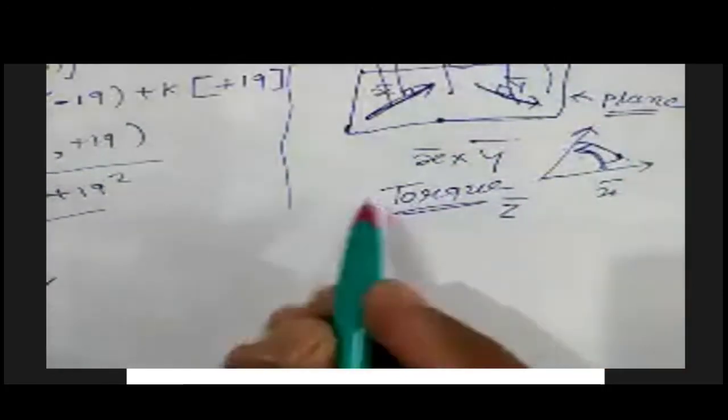And if you move y to x according to the screw rule, the resultant is downward. Z bar is downward. This is the fundamental idea. If you move from x to y, then the screw comes out, meaning the new vector is in the upward direction. And if you move from y to x and rotate, then the screw goes downward, so the resultant is downward. So simply, we will be finding the cross product only.